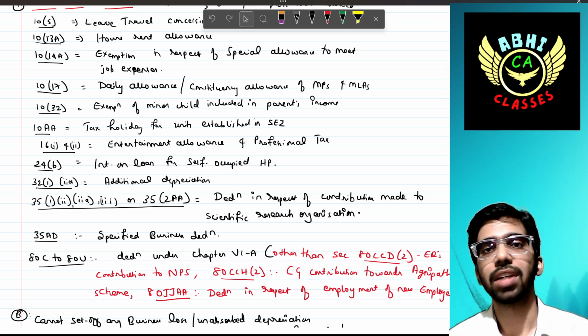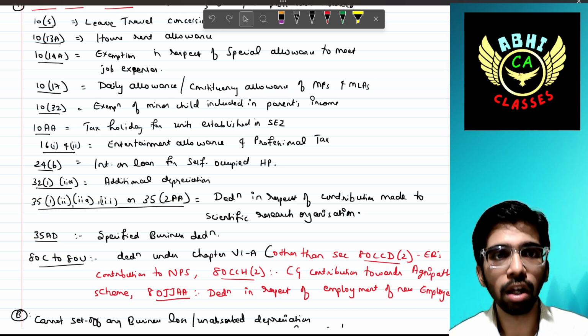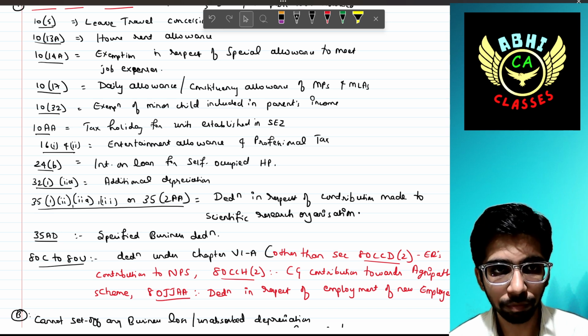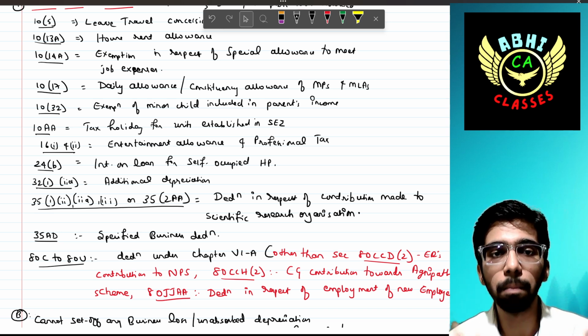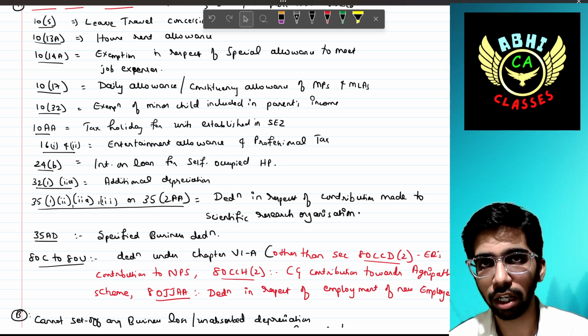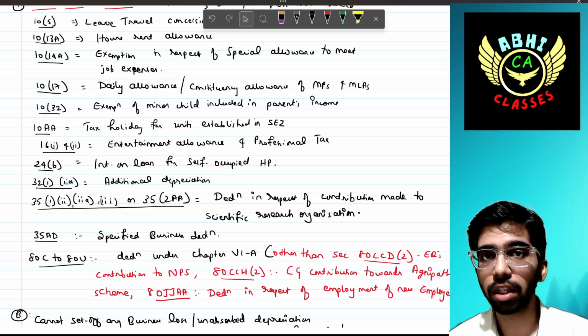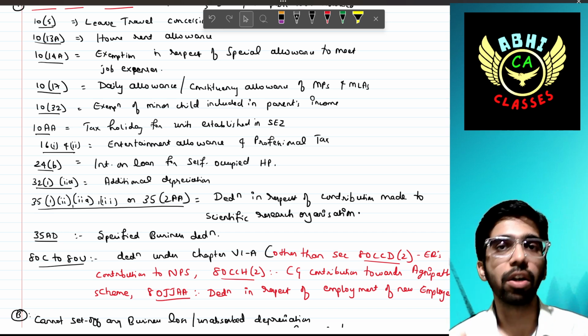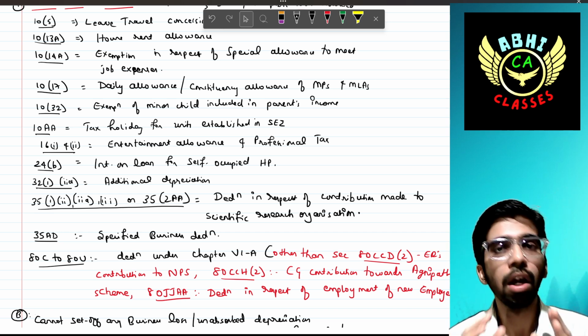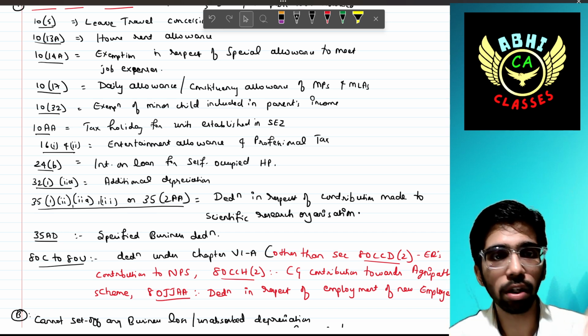Okay. Next, section 16(ii) and 16(iii), entertainment allowance and professional tax, that also you need to forgo. Section 24(b), interest on loan for self-occupied house property. If it is let-out house property, then that benefit will be given. If it is a self-occupied property, that benefit will be ignored if you opt for this section.